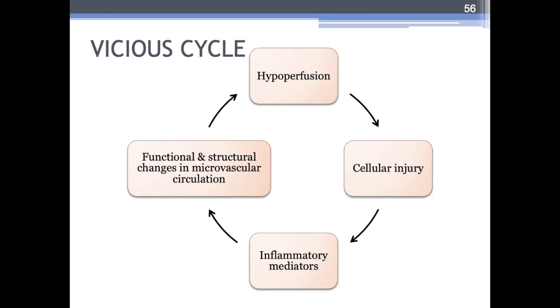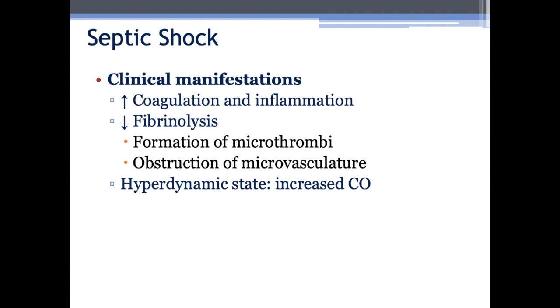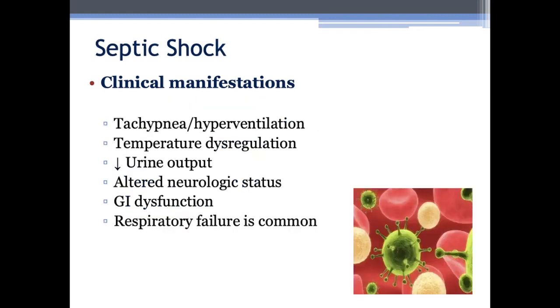So what is important in the clinical manifestation of septic shock? First of all are the changes in coagulation, and we see increased coagulation and decreased fibrinolysis. So the patient can suffer from manifestation of DIC syndrome with formation of microthrombi and obstruction of the microvasculature. And also there could be a hyperdynamic state with increased cardiac output, but for a short period of time. Also, patients suffer from tachypnea, as usual, with decreased urine output, GIT dysfunction, temperature dysregulation and respiratory failure, which is common for the patient with septic shock.